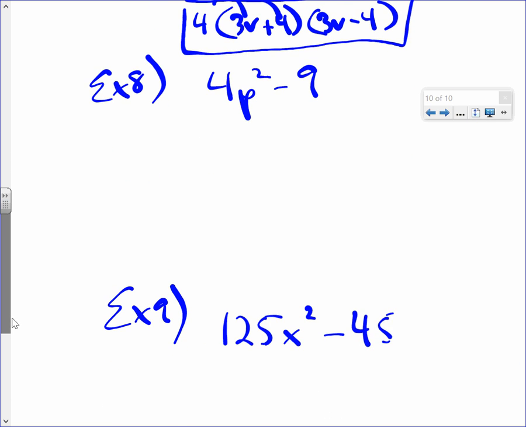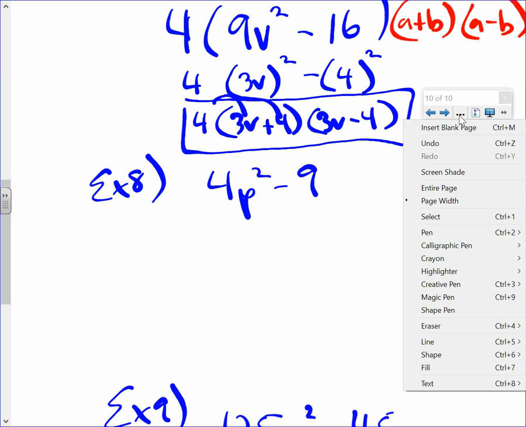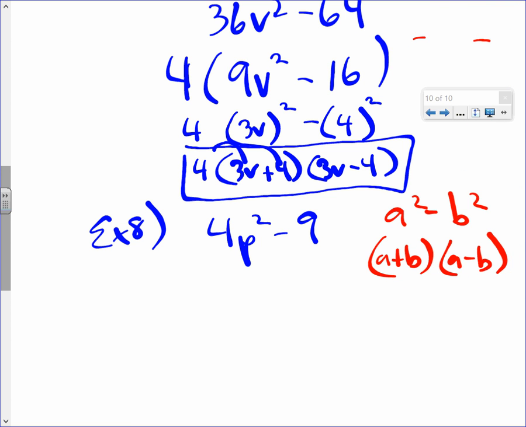Example 8. Here's example 8. 4p squared minus 9. Is there a GCF? Is there a number that fits into 4 and 9? No. So GCF is out the door. Difference of 2 squares. Here we go. Let me get my pattern. The pattern's in red here.